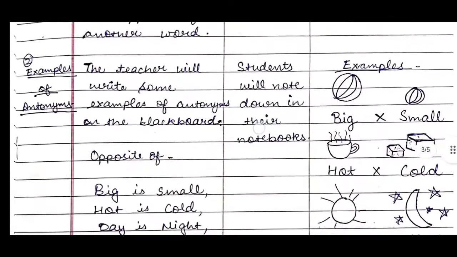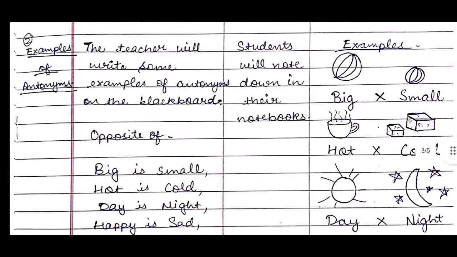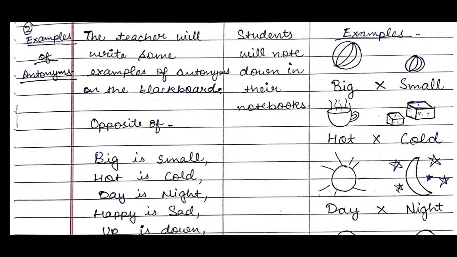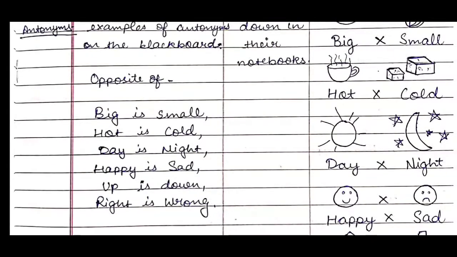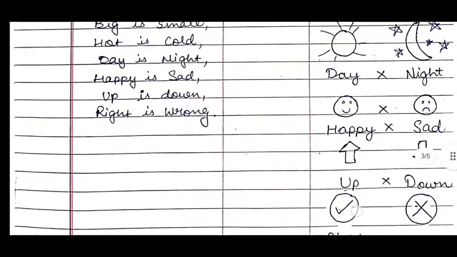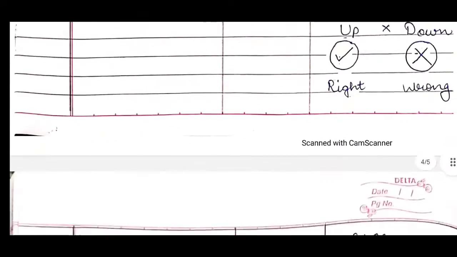After that, next teaching point is examples of antonyms. So the teacher will write some examples of antonyms on the blackboard, and she'll tell also. So what is students activity? Students will note down in their notebooks. So in our blackboard work we'll write the examples like this along with the pictures so that they can understand it very well. So a big ball and then a small ball, you can make anything like that. So big and small, hot, cold, day, night. So we'll tell them opposite of big is small, hot is cold, day is night, happy is sad, up is down, right is wrong. You can mention more or whatever you want to. This is the blackboard work.